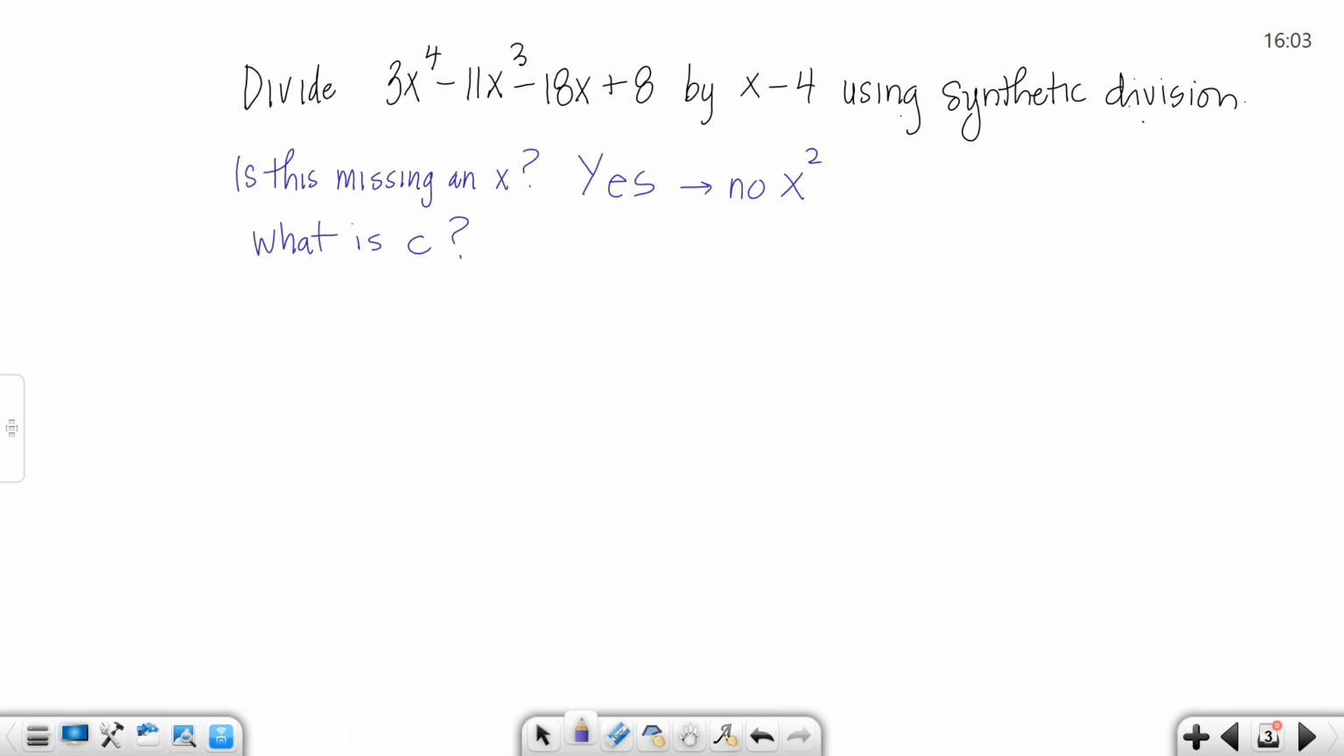Now here's how you find c. My divisor is x minus 4. To give you the quick and easy answer, you change the sign. So my divisor is x minus 4, which means c is going to be positive 4. To find c, change the sign.